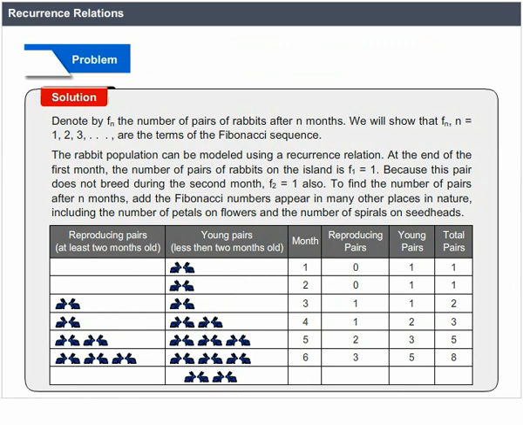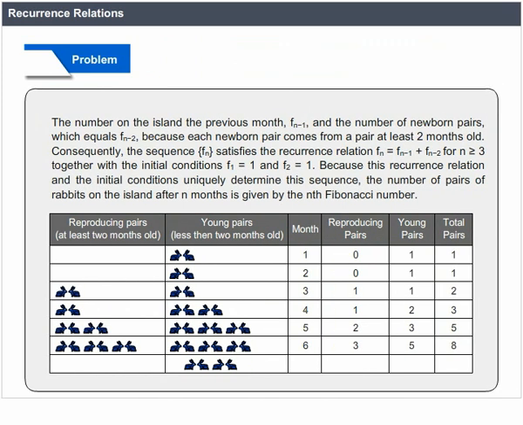To find the number of pairs after n months, add the number on the island the previous month, Fn minus 1, and the number of newborn pairs, which equals Fn minus 2, because each newborn pair comes from a pair at least 2 months old. Consequently, the sequence Fn satisfies the recurrence relation Fn equal to Fn minus 1 plus Fn minus 2 for n greater than or equal to 3, together with the initial conditions F1 equal to 1 and F2 equal to 1. Because this recurrence relation and the initial conditions uniquely determine the sequence, the number of pairs of rabbits on the island after n months is given by the nth Fibonacci number.